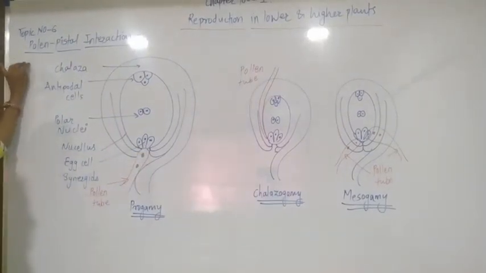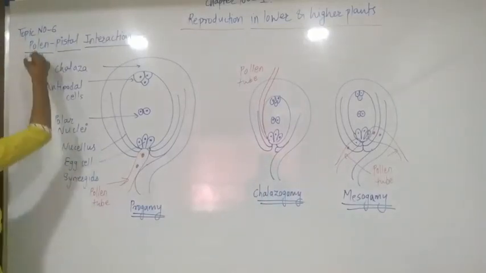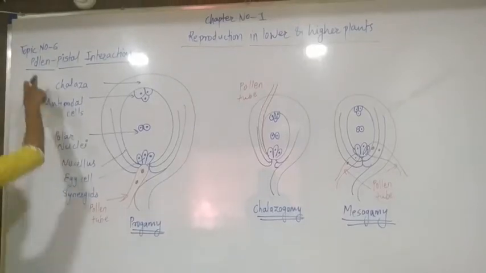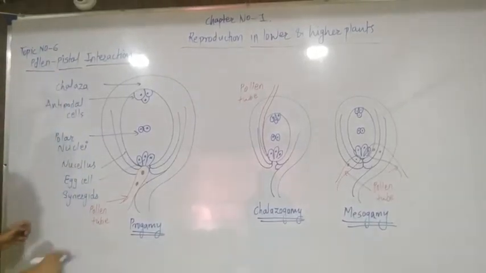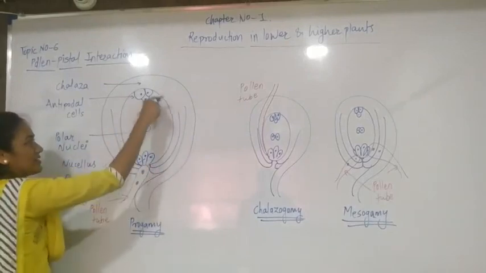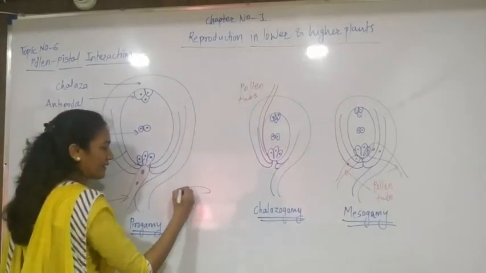Pollen pistil interaction. Pollen is nothing but a pollen tube. Okay? So, pollen pistil interaction. The pollen is nothing but a male gametophyte, while the pistil is called the female gametophyte. This is the diagram of the female gamete, that is, the pistil. Actually, the female gamete is like this.